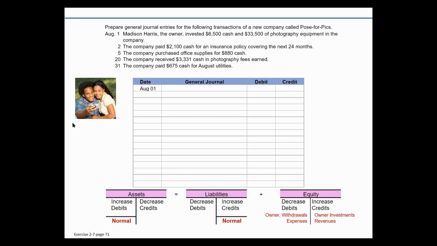So if we look here at the first one, it says Madison Harris, the owner, invested $6,500 in cash and $33,500 of photography equipment into the company.